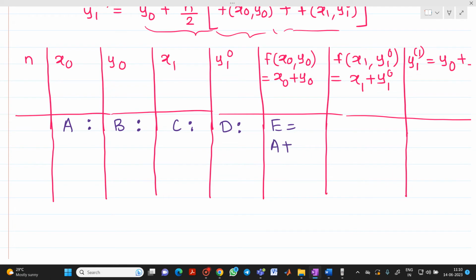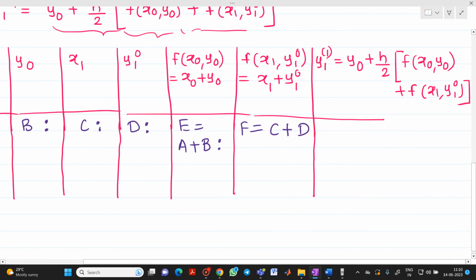What is y0? b. So a plus b will be there. Then next I will take it as f, because we have that. F will be equal to what? x1. x1 is denoted by what? It is denoted by c. Plus y10 will be denoted by what? It will be denoted by d.